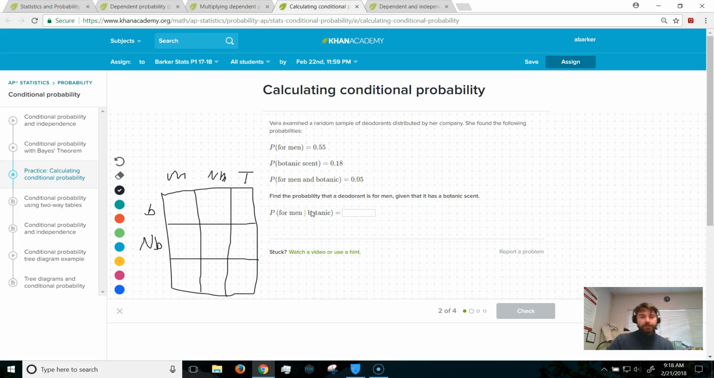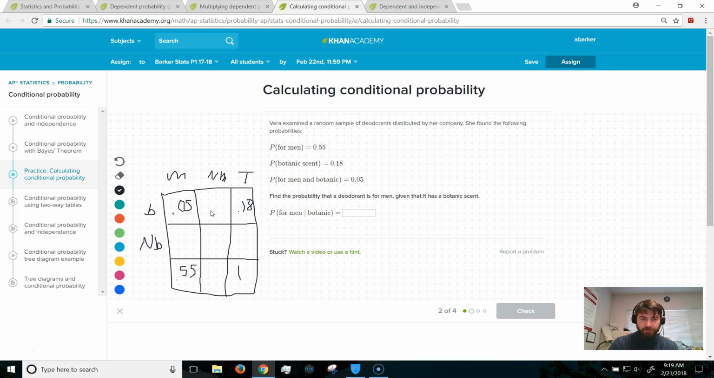Okay, so for the men, probability of these deodorants being for men is 0.55, 55%. Probability of it being a botanical scent for total is 0.18, 18%. And then for it to be both men and botanical, so right here is 0.05, so 5%. And then the total is always 1. So what it's asking for is the probability of for men given it's botanical.